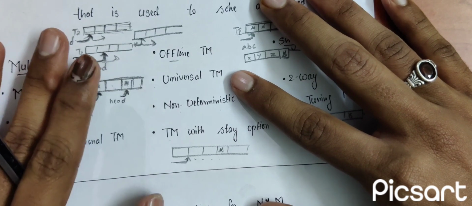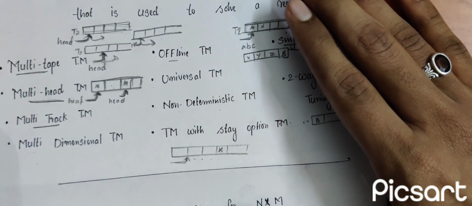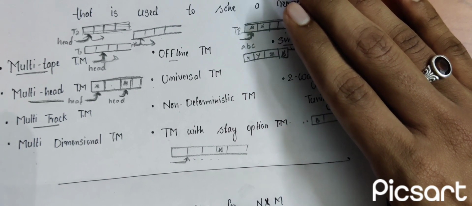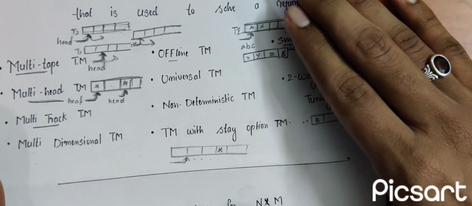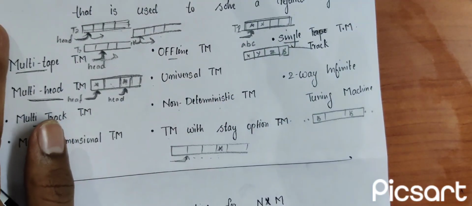The universal Turing machine is nothing but the Turing machine which accepts all kinds of problems. It doesn't matter what complexity your problem has. It just gives output to every possible problem you give.